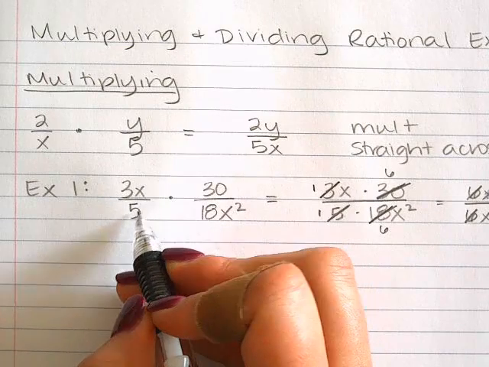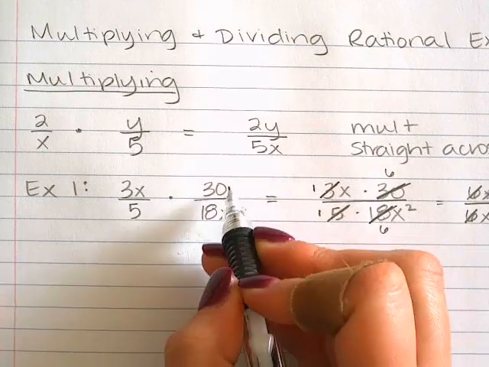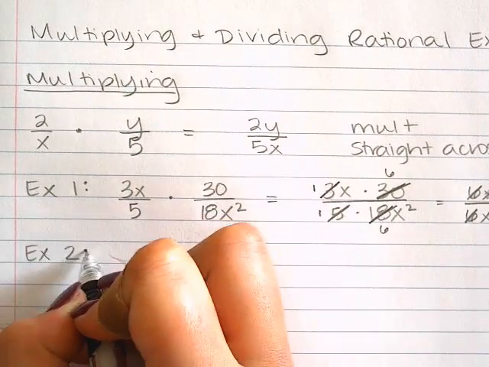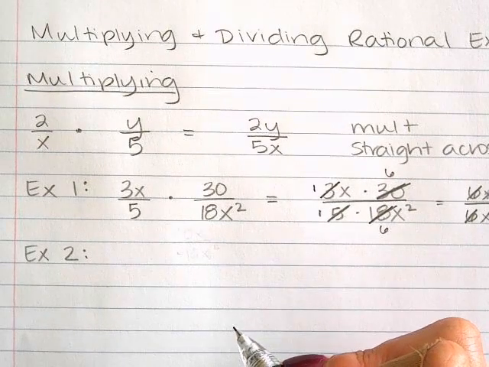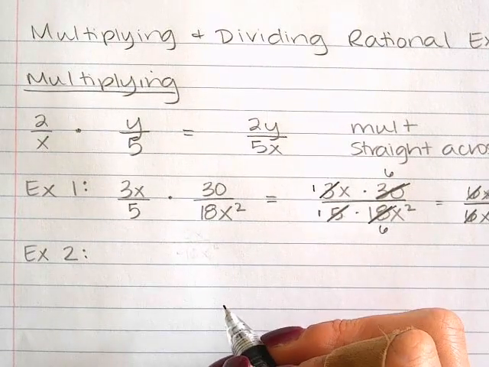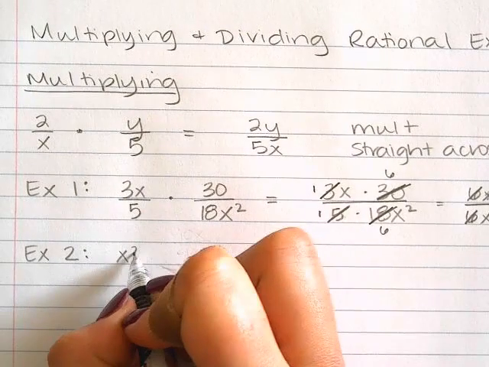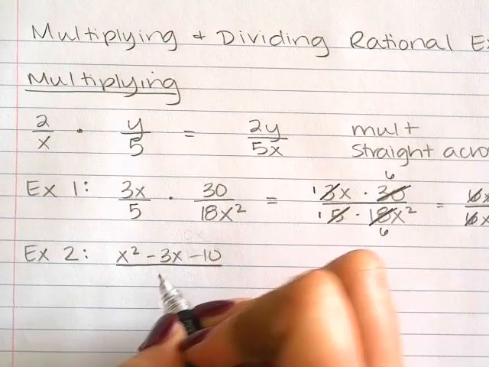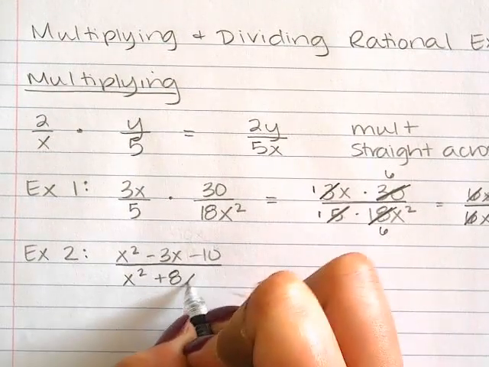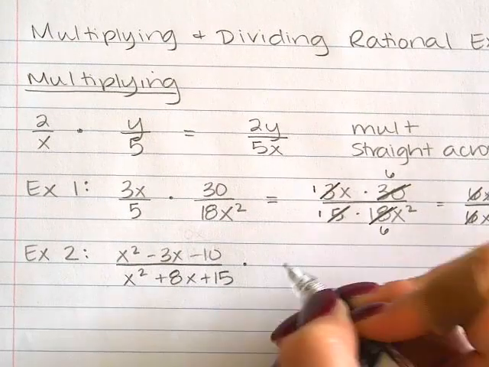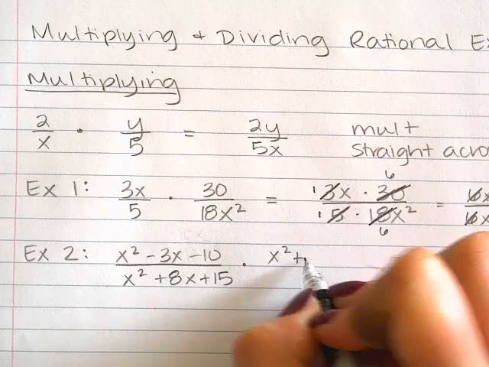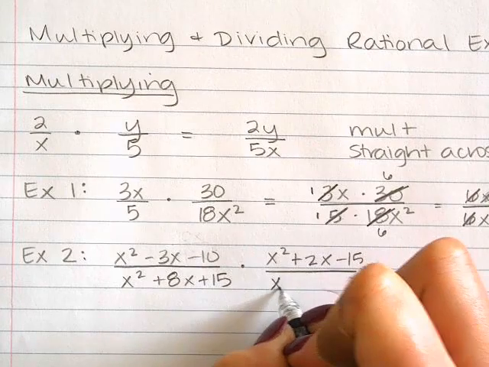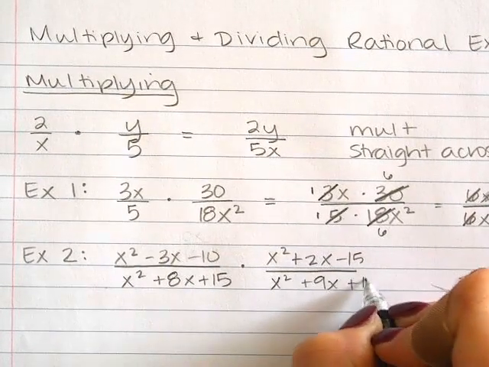It was a monomial divided by a monomial multiplied by another monomial divided by a monomial. These are always a little bit more difficult when we start having binomials or trinomials because the factoring gets a little bit more complicated. So let's say we had x squared minus 3x minus 10 over x squared plus 8x plus 15, and we could be multiplying that by x squared plus 2x minus 15 over x squared plus 9x plus 14.